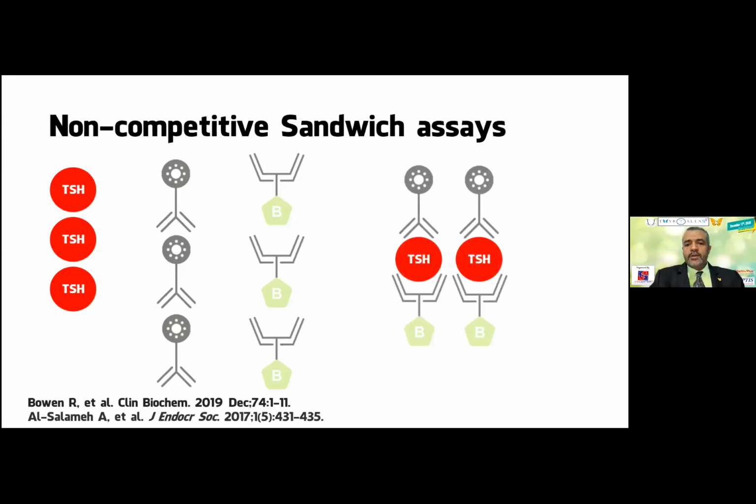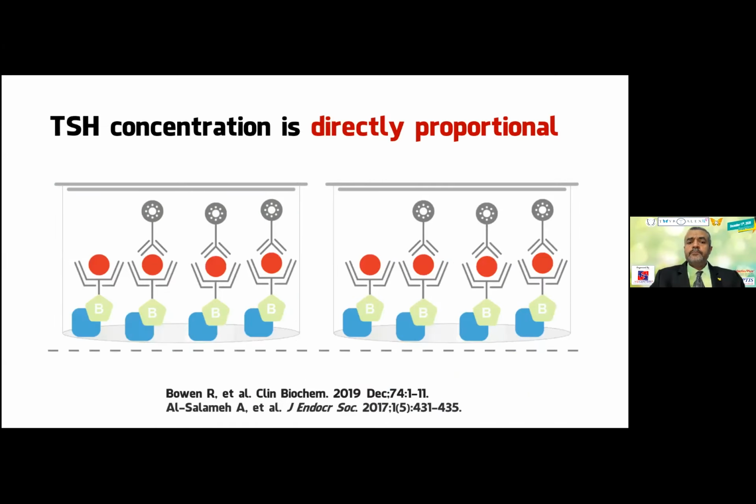The antibody with the marker is above and the biotinylated antibody is below, and both sandwich the TSH, and then they bind to streptavidin, because as I told you, there is a very high affinity of biotin to streptavidin. So this would be the picture. The sandwiched TSH binds to streptavidin. In this type of assay, the TSH concentration is directly proportional to the signal generated by the marker.